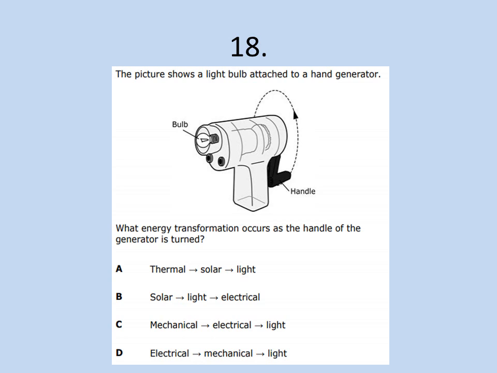Question 18. The picture shows a light bulb attached to a hand generator. What energy transformation occurs as the handle of the generator is turned? A. Thermal to solar to light. B. Solar to light to electrical. C. Mechanical to electrical to light. D. Electrical to mechanical to light.